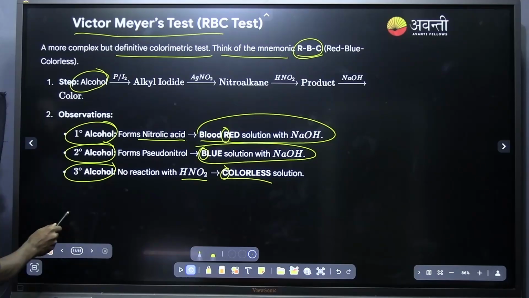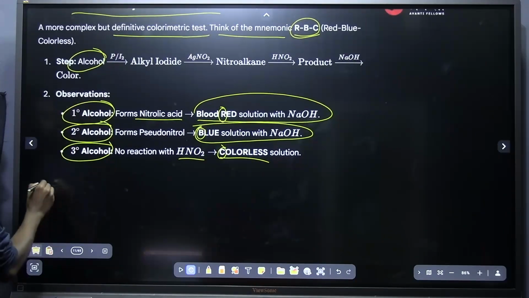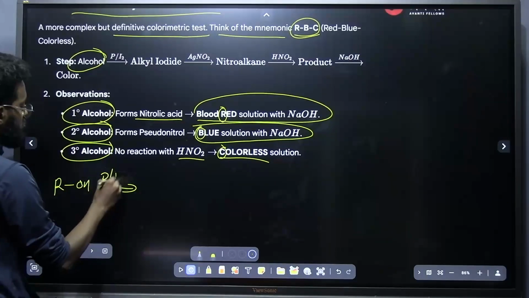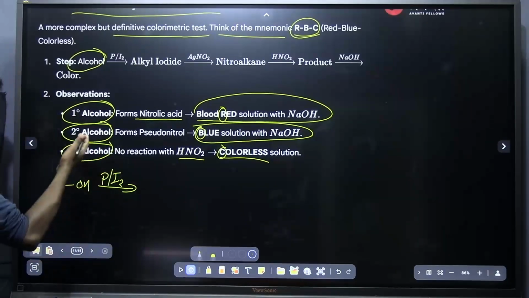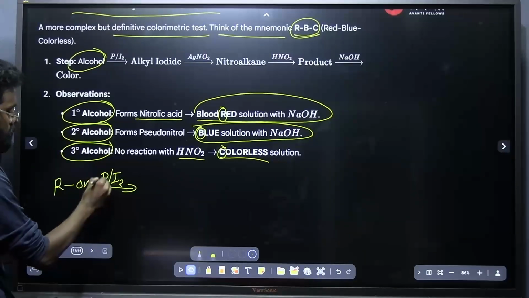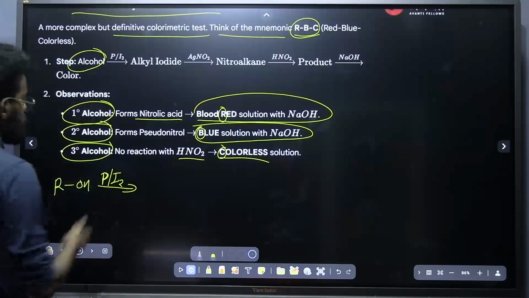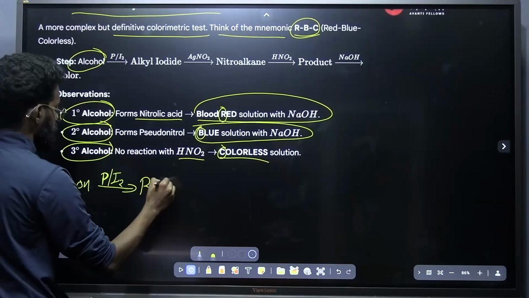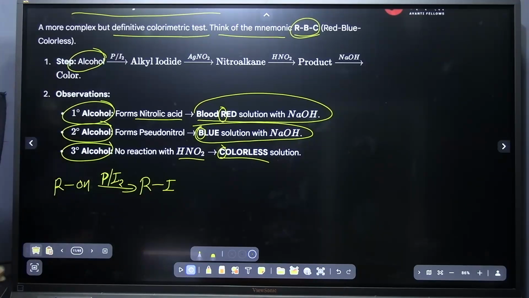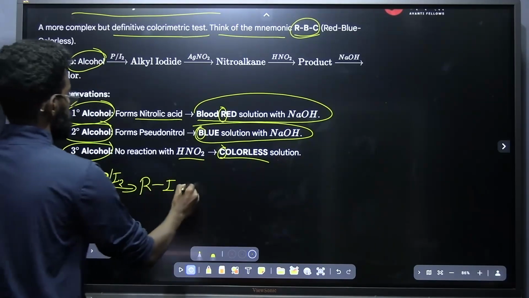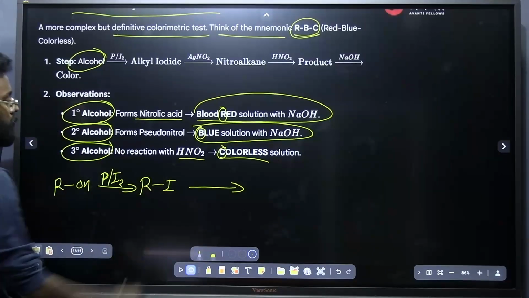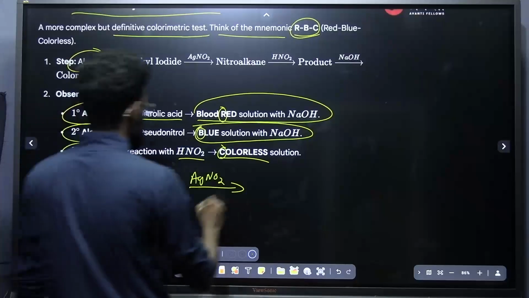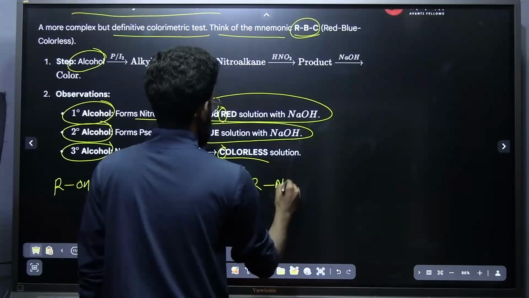Okay, we can just go into the first reaction, that is primary alcohol. If I am taking ROH and treating with, sorry, it's not potassium, it is phosphorus and iodine, what will I get? I will get RI, that is alkyl iodide, which we discussed in yesterday's chapter, haloalkanes and haloarenes. Then on treating with AgNO2, what will I get?